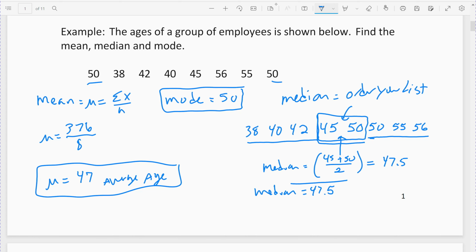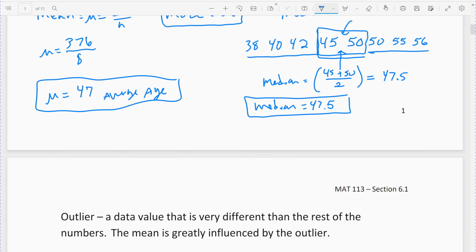47.5. All right, let's look at the next example.